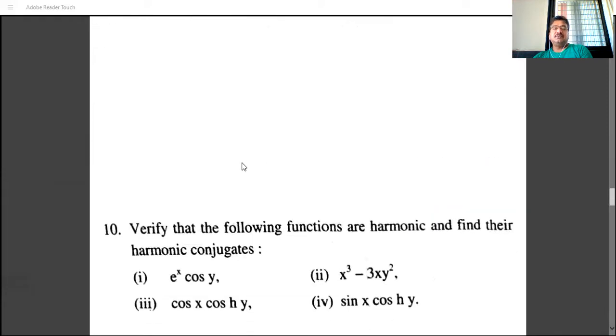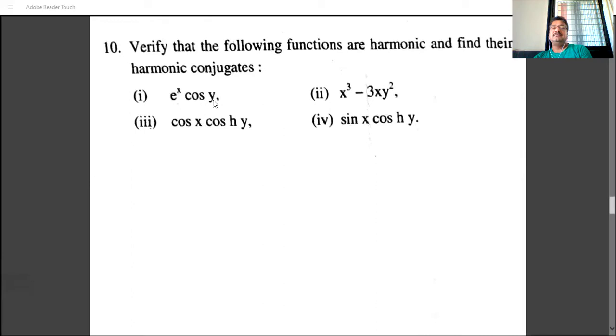So these are the problems for homework. Verify that the functions are harmonic. We denote u as e raised to x cos y, or u as this function, or u as this function, and show u xx plus u yy is equal to 0 in all these four cases, and find v as its harmonic conjugate by the given two equations.